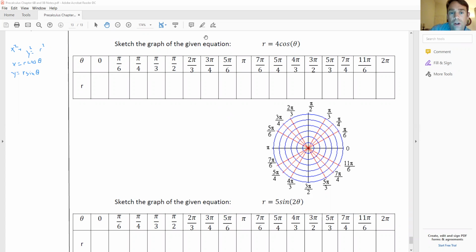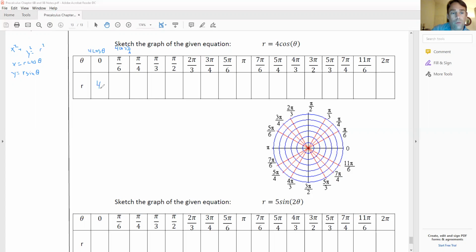So we're going to start off on each of these. We're just going to take our theta and plug it in. So this one right here would be 4 cosine of 0. This one would be 4 cosine of pi over 6. So we're just going to plug in all our values and then figure out what this graph looks like. So do me a favor, go ahead and fill out the table real quick. Pause the video, fill out the table, and then I'll come back.